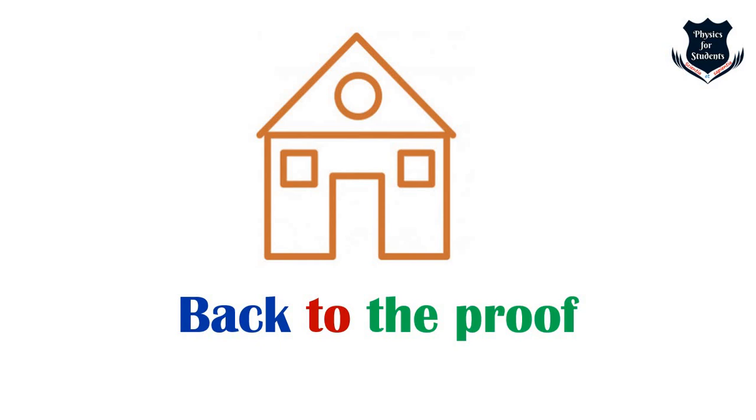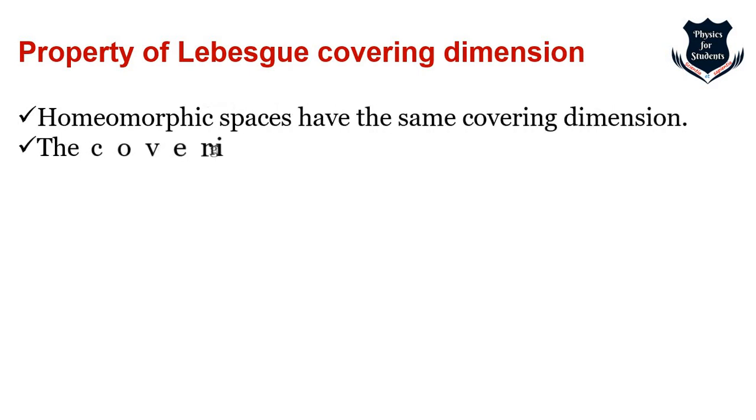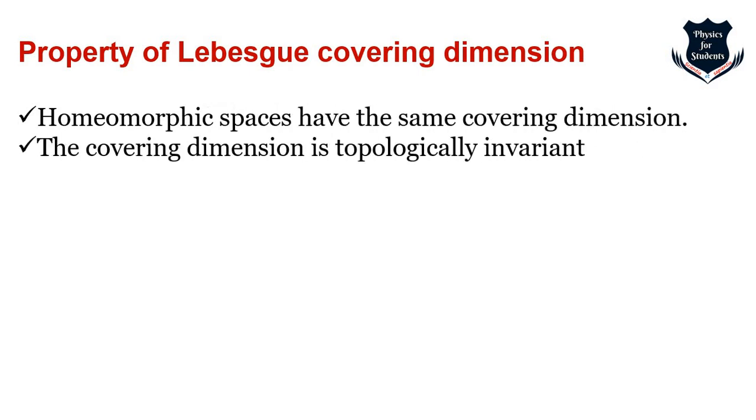Okay, so we are going back to the proof, which is the last part of this video. We are going to take forward Lebesgue dimension, and let us see. Now, one important part of Lebesgue covering dimension is this: homeomorphic spaces have the same covering dimension, and the covering dimension is topologically invariant. Among the many other properties of Lebesgue covering dimension, this is one of the important properties.